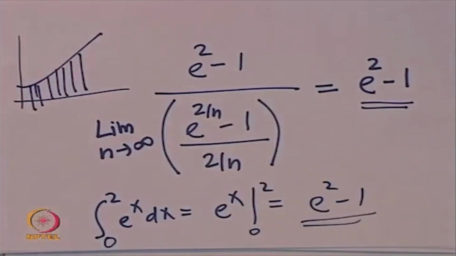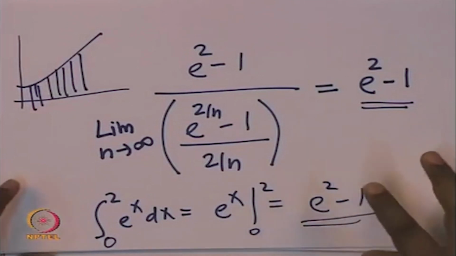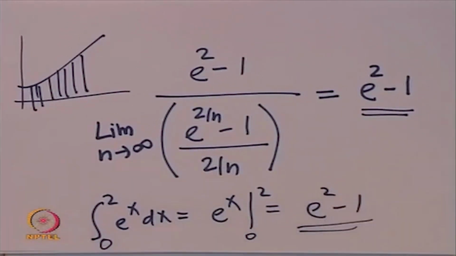So, this is one way of proving it. You could also do it yourself for some other function that you know: take a large number of intervals, calculate the sum, and you will get this answer. We know that the definite integral is nothing but the area under this particular curve.